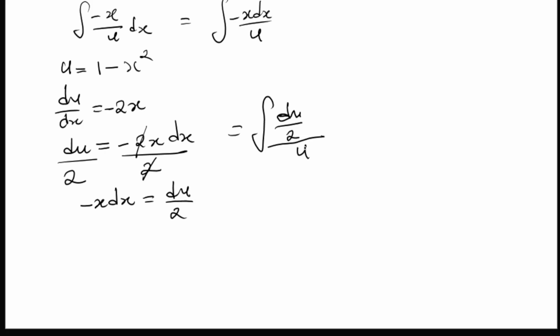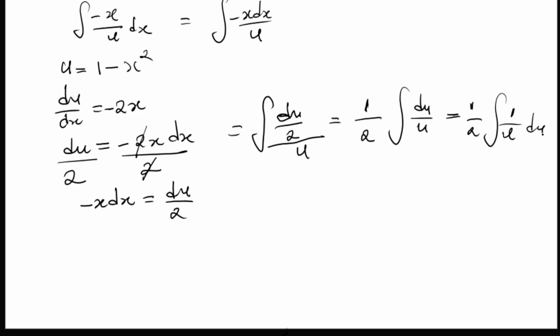But remember, what's this u here? Your u here simply stands for 1 minus x square. Are we together? Now you can take out 1 over 2 from what you have here. If you take out 1 over 2 from this equation, you simply have 1 divided by 2 times the integral of du over u. Are we together? Now look up. You've already arrived at du over u, which can also give you 1 over 2 times the integral of 1 divided by u du. Are we together?